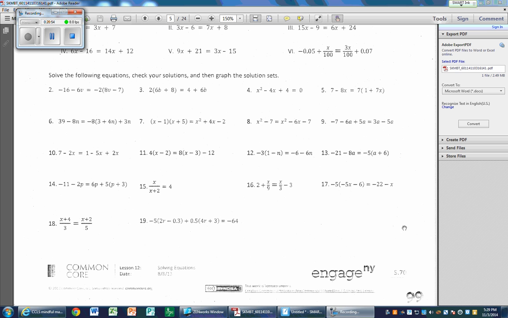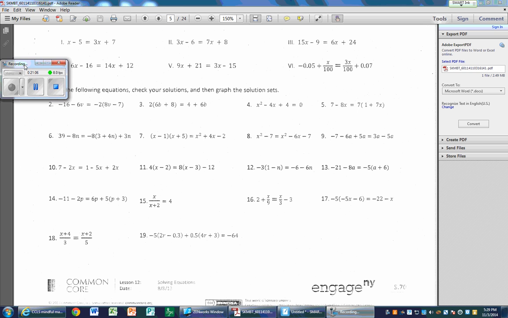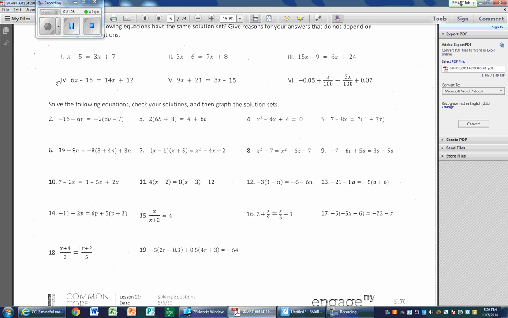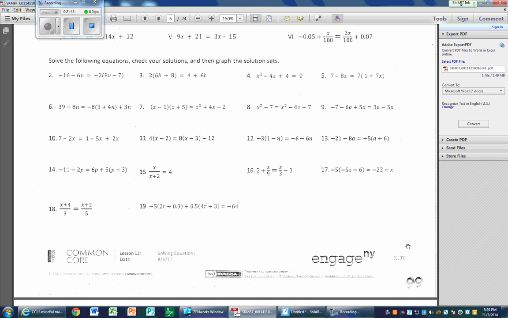Okay, so we're on page 99, and our homework tonight is to solve problems 2 through 19. For those of you that like a challenge, you can also do number 1. But I want to see tomorrow problems 2 through 19 on page 99 completed.